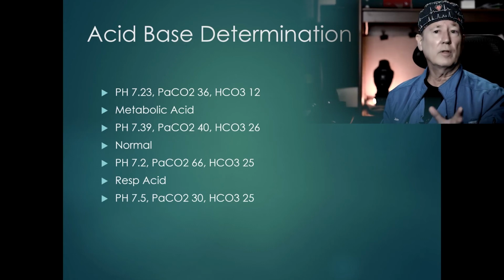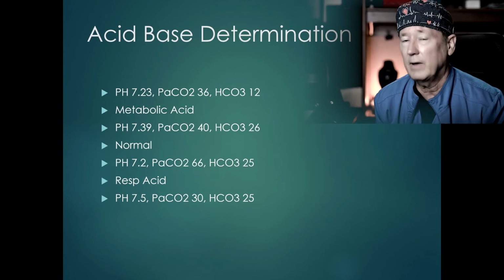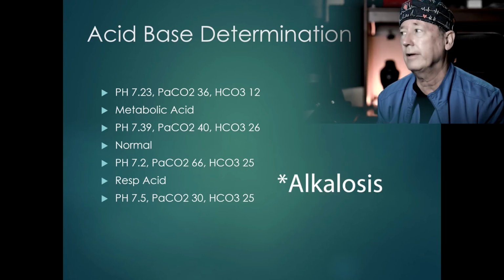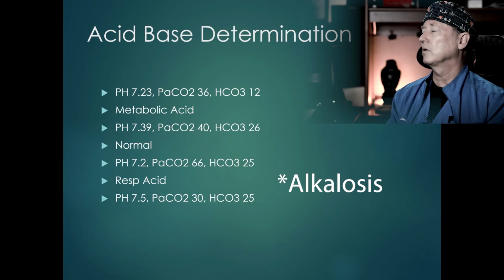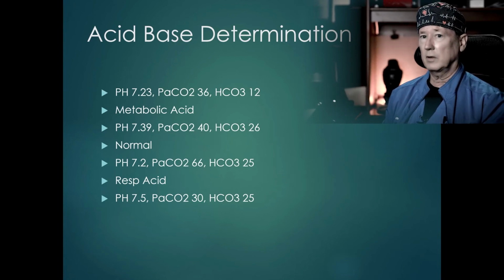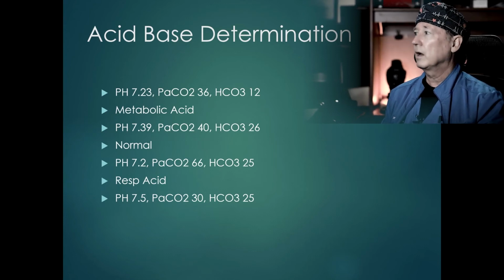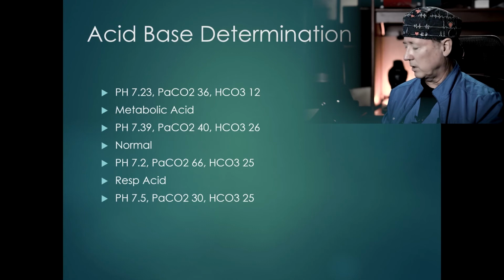CO2, 35 to 45, so the CO2 is low. Will a low CO2, not having enough acid, cause acidosis? Yeah, so we have respiratory alkalosis, and the bicarb's not doing anything as far as compensating. 22 to 26, that's normal. So we have alkalosis, we have respiratory alkalosis.